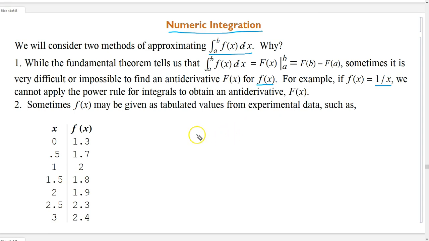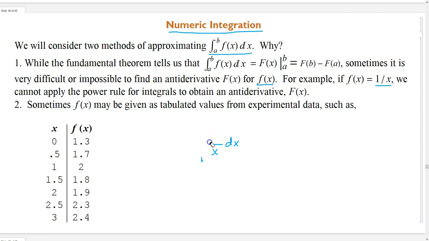So if we want to evaluate a definite integral, say from 1 to 2 of 1 over x dx, then we're left with actually using approximation methods to evaluate this, since we cannot find a nice algebraic form of an antiderivative for 1 over x.